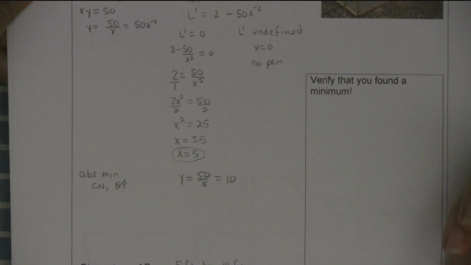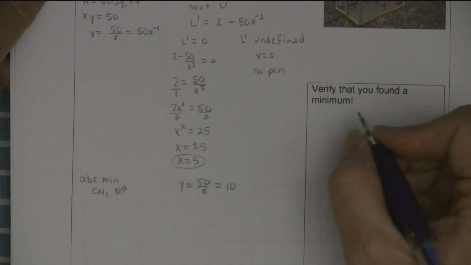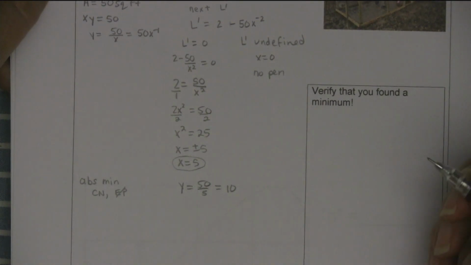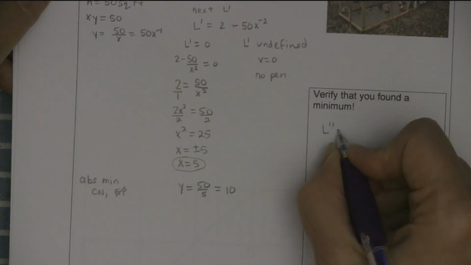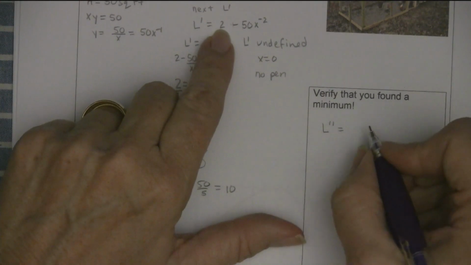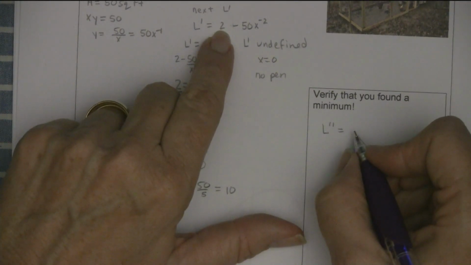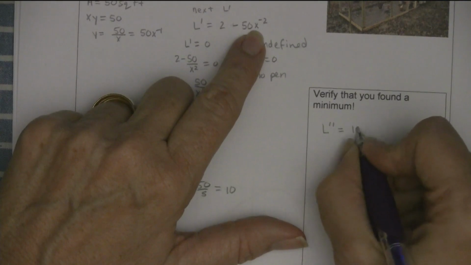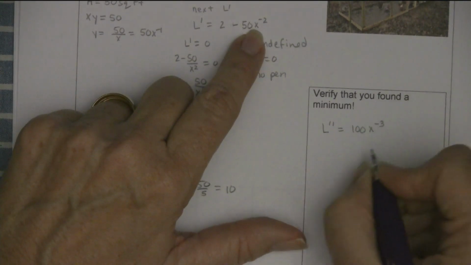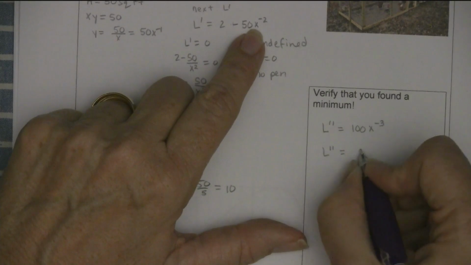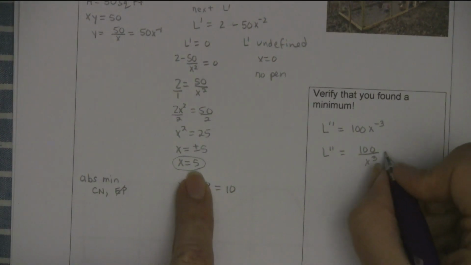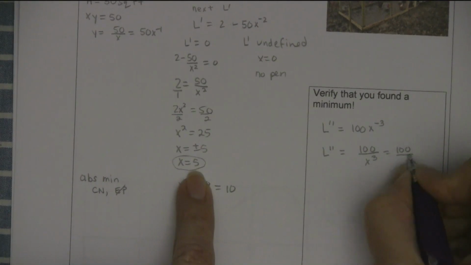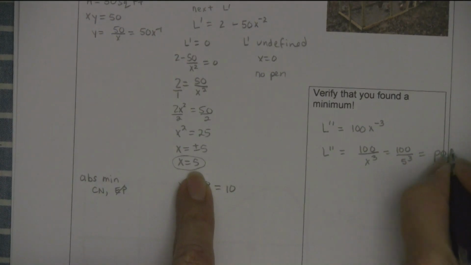Now they want me to verify that I found a minimum, and you can do it using the first derivative test or the second derivative test. I'm going to use the second derivative test because that's how I roll, and that's what I want to do. So the second derivative here, the derivative of this is 0, and this would be positive 100 X to the negative third, which means the second derivative is equal to 100 over X to the third. Remember what X was? X was 5, so this is 100 over 5 to the third, and all I care about is whether this is positive or negative, and it's positive.